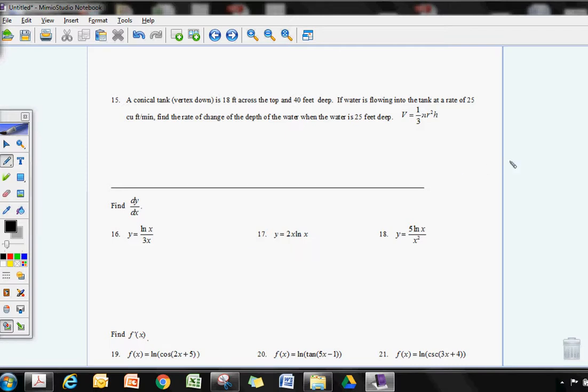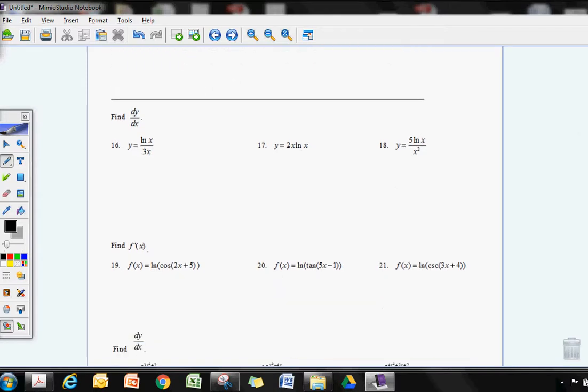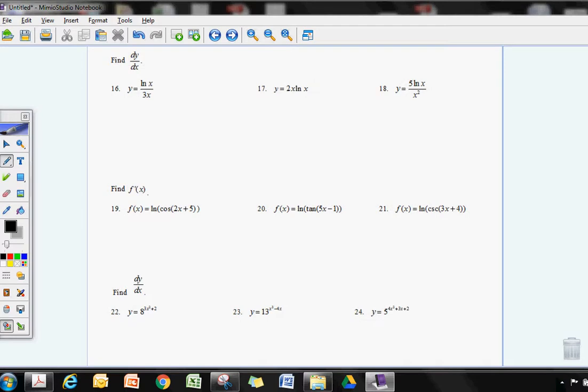Page 2, and for the 9 weeks review, we're going to dive in starting with problem number 16. For 16, this is actually a quotient rule. So my derivative f prime of x is going to be a fraction. My low is 3x, but my d high would be 1 over x. My second low d high minus high, my natural log of x, d low is 3, square the bottom, 3x quantity squared, and away we go.